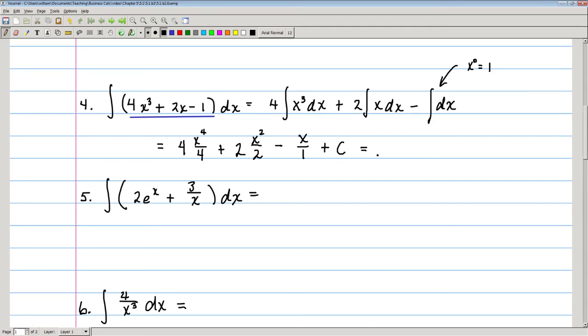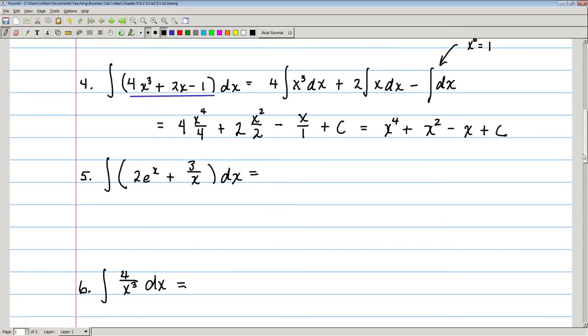And we can simplify this expression a little bit. 4 divided by 4 is 1. 2 divided by 2 is 1. 1 divided by 1 is 1, plus c, and we have our answer. Let's continue in this vein.